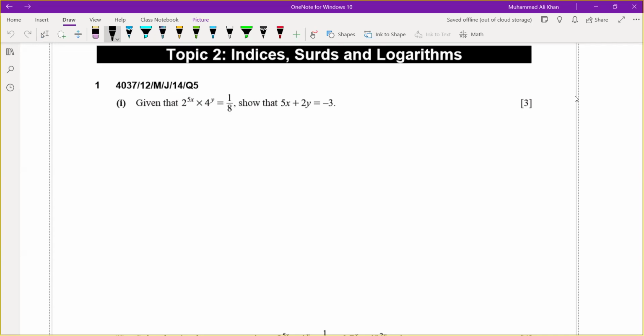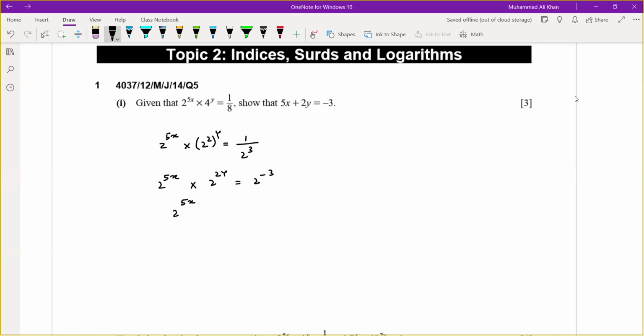So, now you see, we can convert the complete equation in the base of 2. Here the first thing is 2 power 5x multiplied by, we can write this as 2 squared power y equals to 1/2 cube. So now 2 power 5x multiplied by 2 power 2y, the powers add up, equals to 2 power -3. When this came up, the power became negative, the bases are same, so powers will add. So 2 power 5x plus 2y equals to 2 power -3.